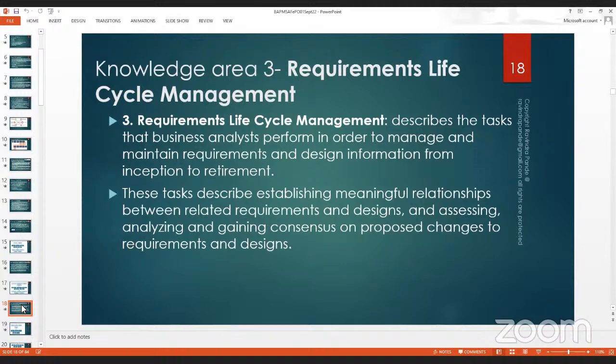Now let's try to understand this third knowledge area. Requirement lifecycle management describes the tasks that business analysts perform in order to manage and maintain the requirements and design information from inception to retirement.